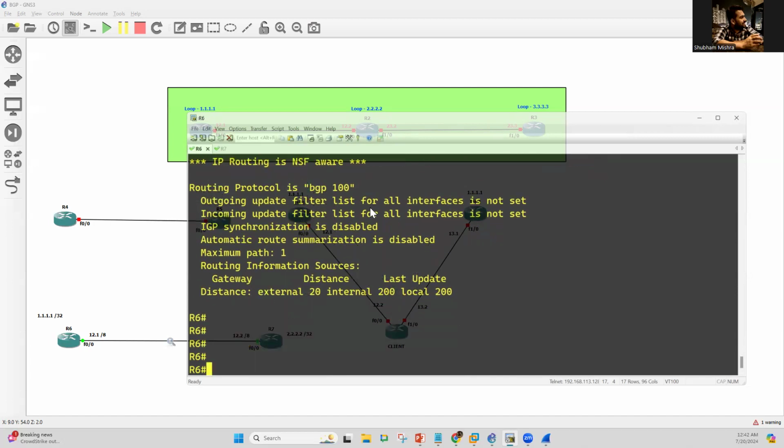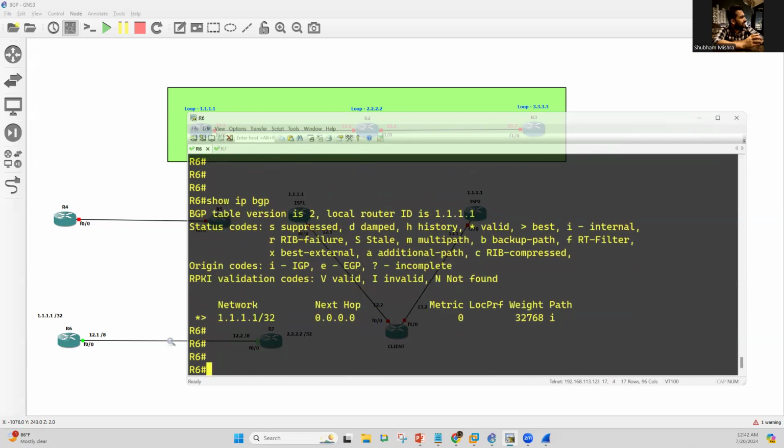Now, see, I already configured router BGP 100 on R6. After that, I advertised the 1.1.1.1 network. Guys, one more thing. Tell me, in case of OSPF, whatever you are advertising, those prefixes will be present in which table? Database table. Similarly, in case of EIGRP, if you remember, I told you the prefixes will be present in which table? Topology table. Yes or no? Yes. Similarly, in case of BGP, whatever you are advertising, BGP stores those prefixes in the BGP table. Which table? BGP table. What is the command to check? Show IP BGP. See, I advertised this one, 1.1.1.1. Next hop is 0.0.0.0. What is the next hop?